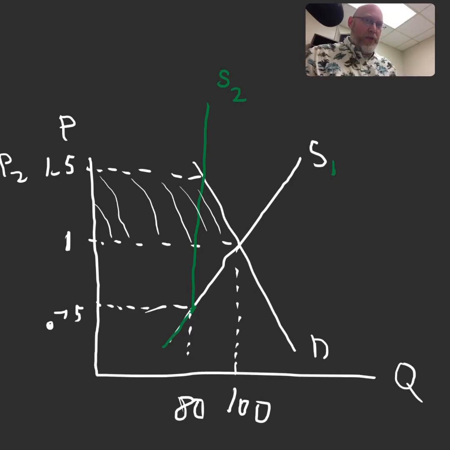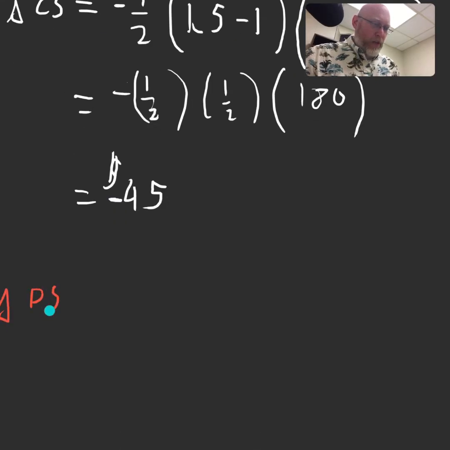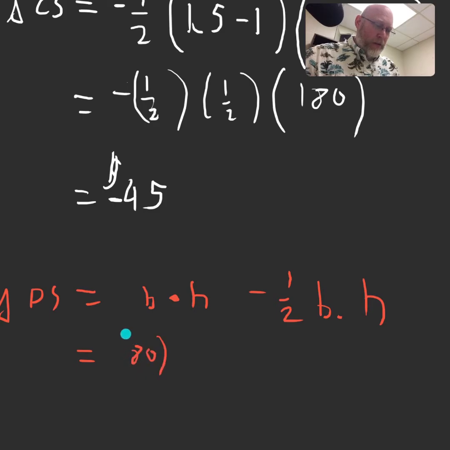The change in producer surplus, we said, let's change colors here, is going to be the negative of this triangle here and the positive of this rectangle here. So the change in producer surplus, we're going to find the area of that rectangle, which is just going to be equal to the base times the height of that rectangle, minus the area of that triangle, 1/2 the base times the height of that triangle. So the base of the rectangle is just going to be 80. That is the quantity with the quota in place, and the height is going to be 1.5 minus 1.